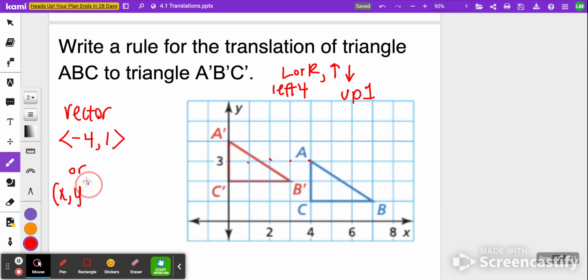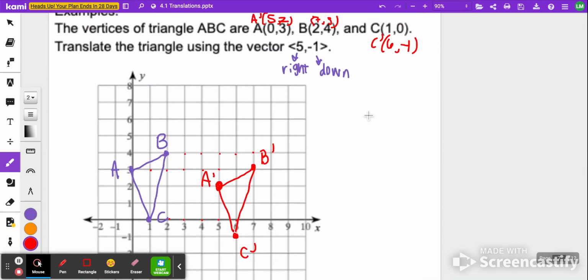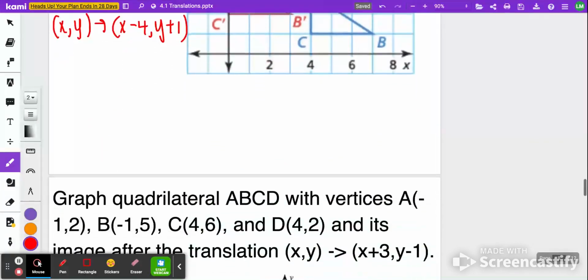(x, y) has now been translated to (x - 4, y + 1). This just means left 4 and then up 1. I didn't write the rule for the previous one, but if you wanted to write the rule, it would be (x, y) going forward to (x + 5, y - 1). Sorry about that.